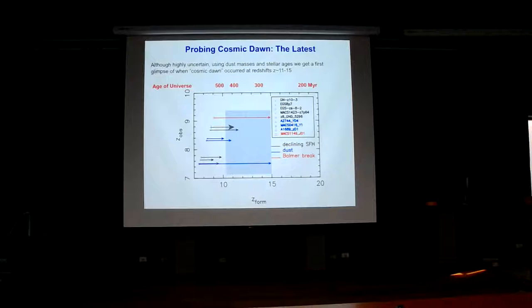If I combine these two techniques, old stars and dust, then although these objects are seen below a redshift of 10, we're beginning to penetrate, you know, how long they've been around, out to redshifts of 11 to 15 when the universe was only 300 to 400 million years old.